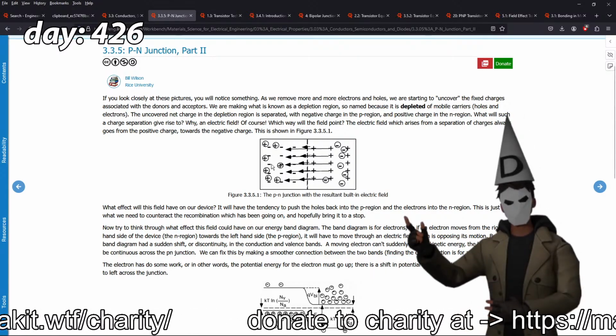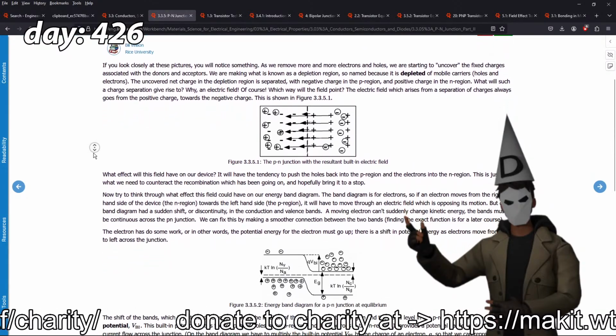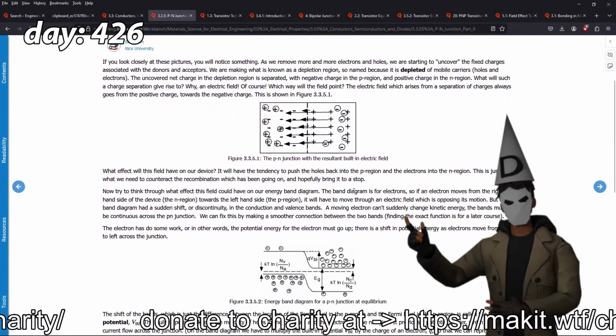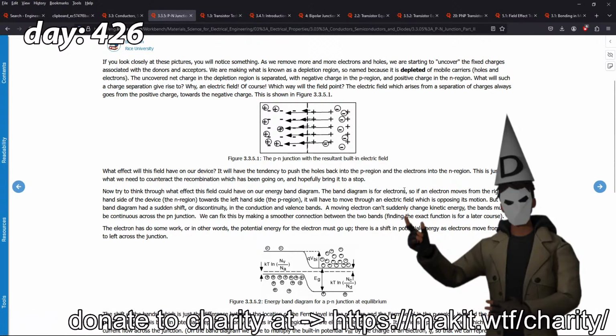What effect does this field have on the device? It will eventually push holes back into the P region and electrons into the N region. This is just what we need to counteract the recombination which has been going on, and hopefully bring it to a stop, precisely in only one way.